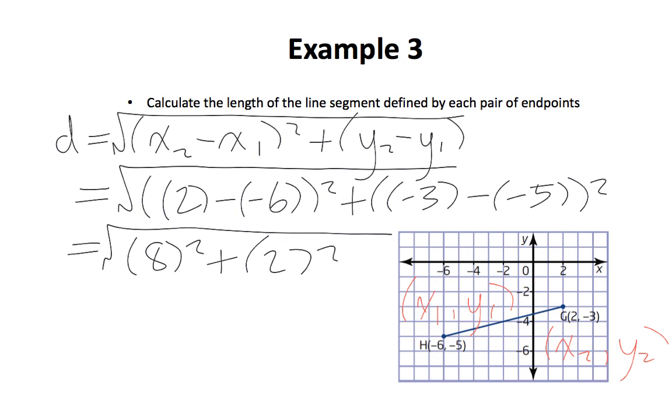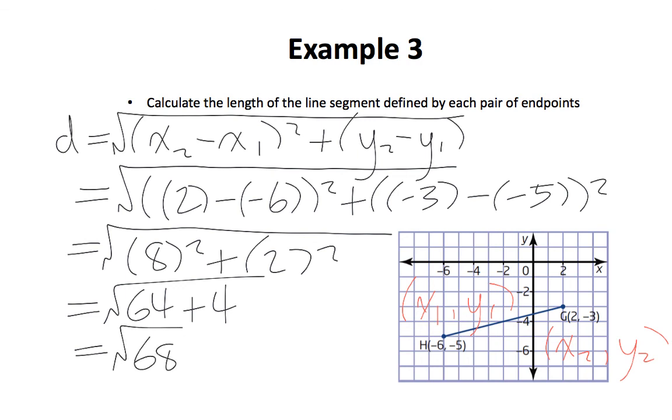We need to further simplify this by taking care of the exponents. 8 squared is 64, and 2 squared is 4. When I add this up, that becomes 68. Therefore, the length of the line segment is the square root of 68. You can change this to a decimal, or you can leave it as a square root. Leaving it as a square root would leave an exact answer.